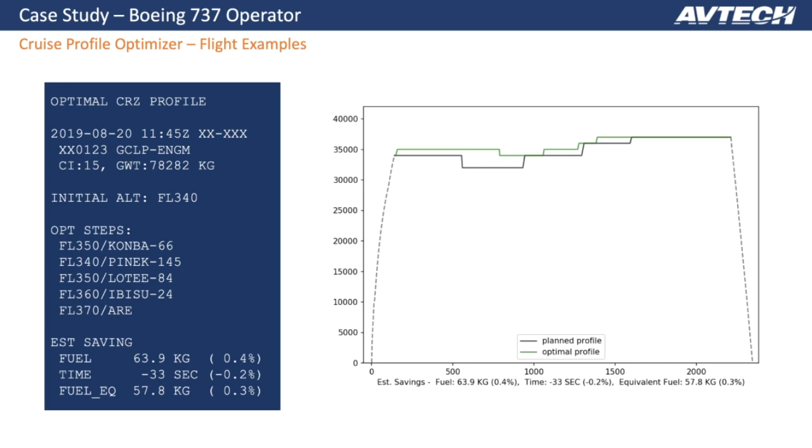We see a fuel saving of roughly 64 kilos, but interestingly enough, in this case, there's not a time saving, but a time penalty, and this is really due to the optimization for the cost index. So the cost index is set fairly low in this flight, and we optimize for the equivalent fuel, where we see that we have quite a positive equivalent fuel saving if flying this profile.